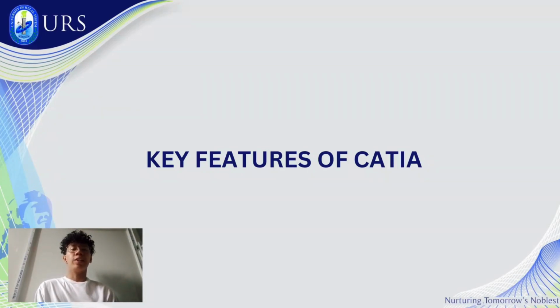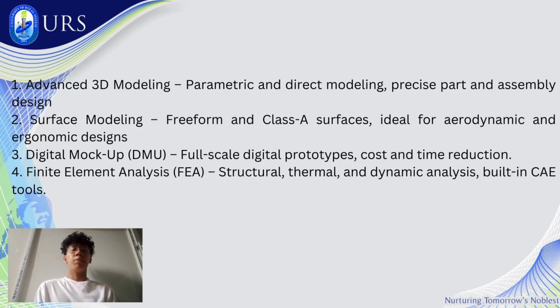Now I will highlight the key features of CATIA, a leading software used in engineering and design. CATIA provides powerful tools, making it essential for industries like aerospace and automotive. So the first key feature of CATIA is advanced 3D modeling. This feature provides a powerful parametric and direct modeling environment.